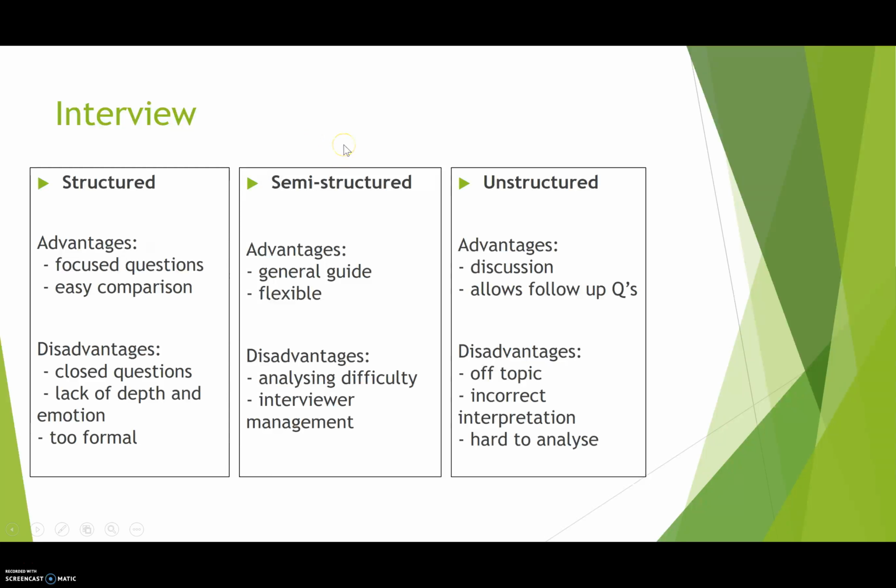And then finally, unstructured. So obviously the advantages of this, because the questions lead into, it's more of a conversation than structured questions. So it's going to be a big discussion. So you're going to get loads of information, plenty of depth, because there's no regimented questions. So you're asking why, sort of follow-up questions.